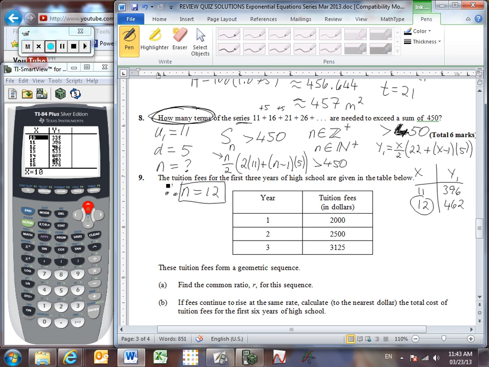Number 9, let's look at these tuition fees for the first 3 years of high school. It tells us that they form a geometric sequence. We need to find the common ratio, r.